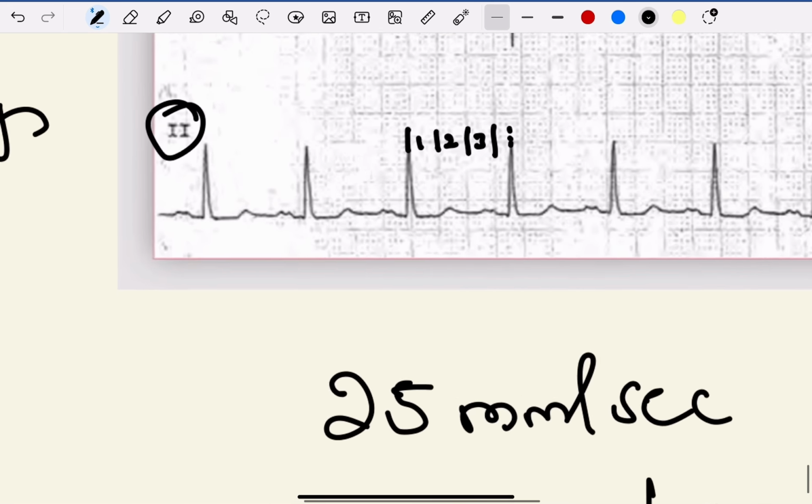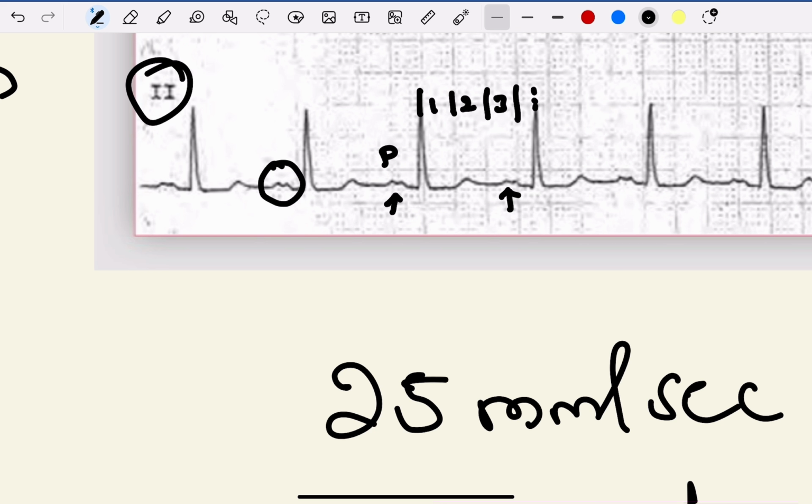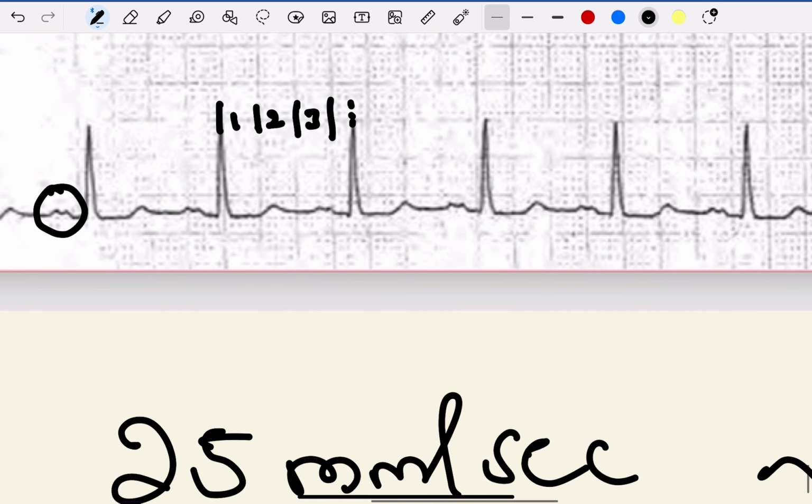First wave is the P wave. This is your P wave. What happened to the P wave here? It is slightly prolonged. Look at this P wave from here to here. It is obviously more than 2.5 mm. It is prolonged, and it has a characteristic bifid pattern, if you are able to appreciate. So this is a bifid P wave, or M-shaped P wave.